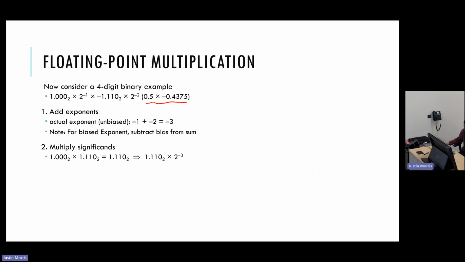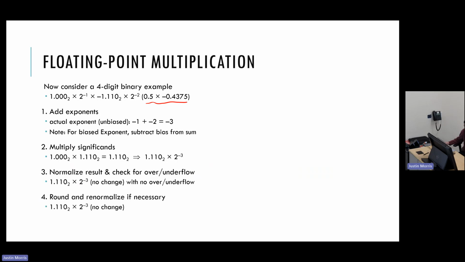Next step is normalize. We don't need to normalize in this case, right? And there's no change. And we would also round if we needed to. In this case, we just have our 4 bits, right?